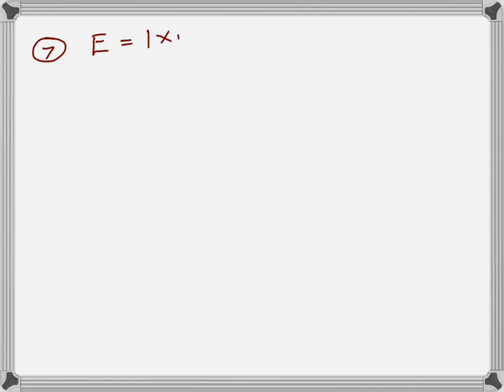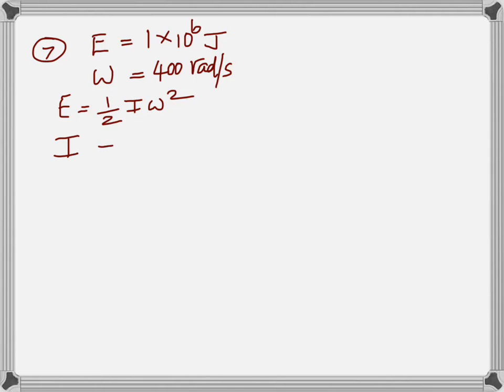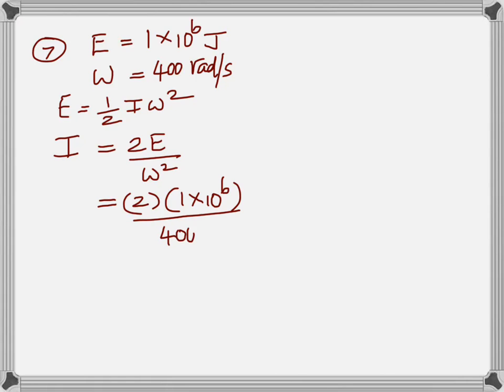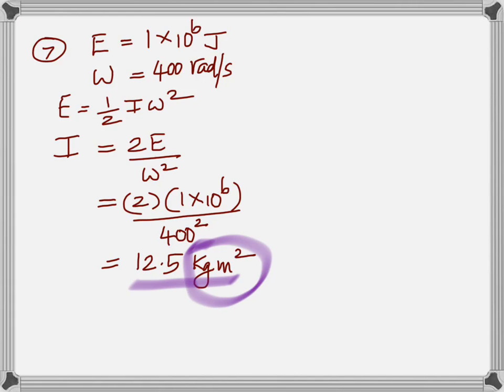Number 7. That's the kinetic energy. Angular velocity is given, 400 radians per second. Formula is 1/2 I omega squared. Rearrange, you get I is 2E by omega squared, 2 times 1 times 10 to the 6 divided by 400 squared. That gives you 12.5 kilogram meter squared. Take note of the unit, kilogram meter squared. That is the moment of inertia.